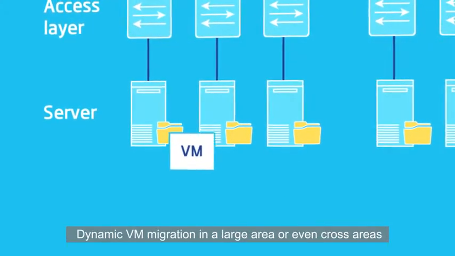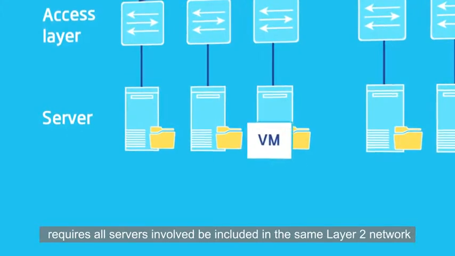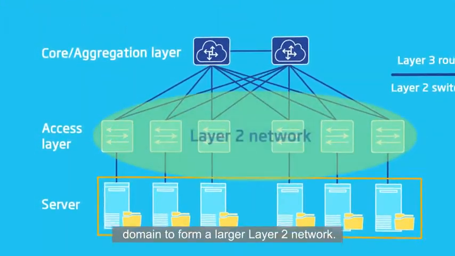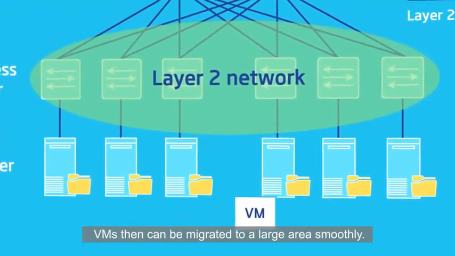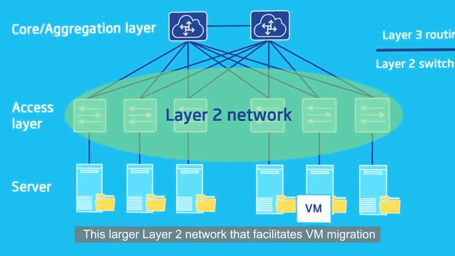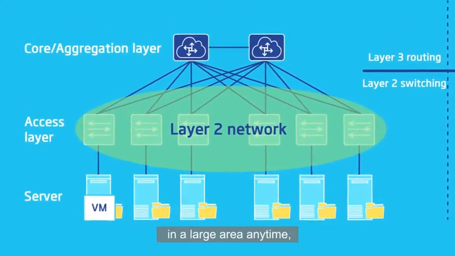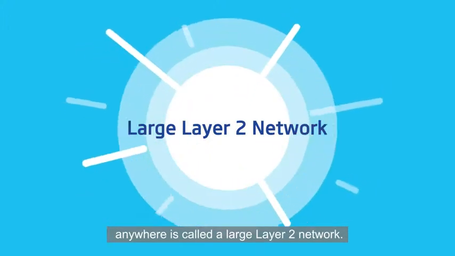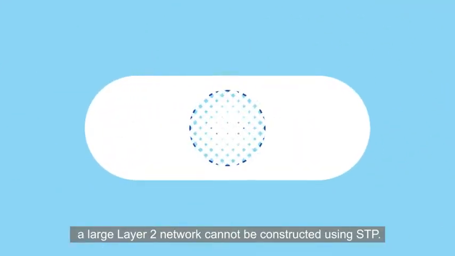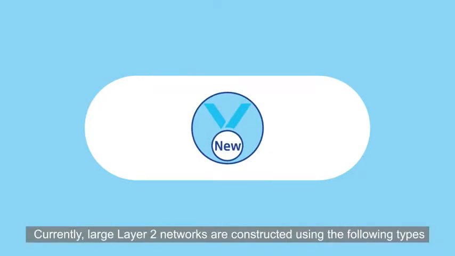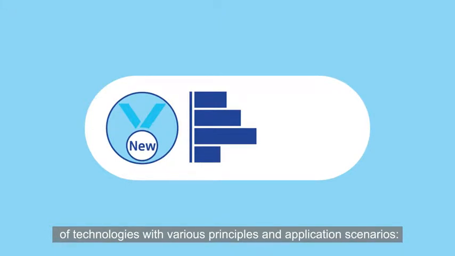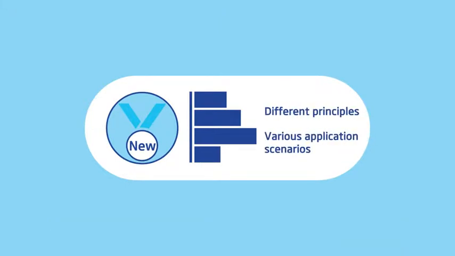Dynamic VM migration in a large area or even across areas requires all servers involved to be included in the same layer 2 network domain to form a large layer 2 network. VMs then can be migrated to a large area smoothly. This large layer 2 network that facilitates VM migration in a large area, anytime, anywhere, is called a large layer 2 network. As mentioned above, a large layer 2 network cannot be constructed using STP. New technologies are required. Currently, large layer 2 networks are constructed using the following types of technologies, with various principles and application scenarios.